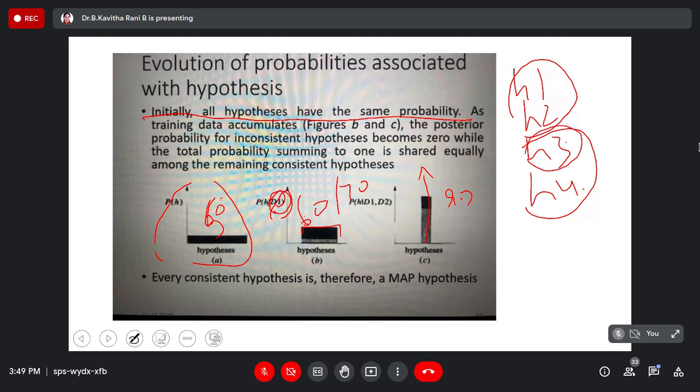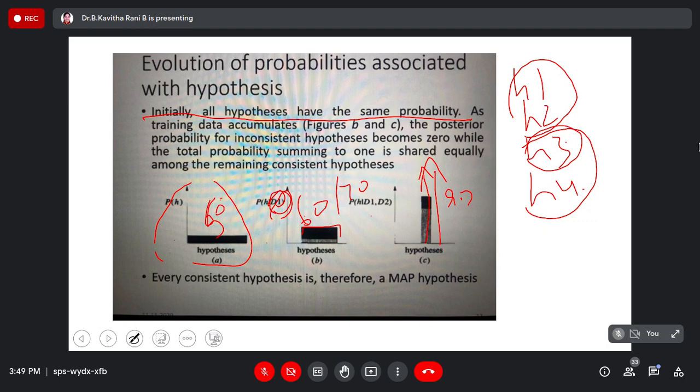So H3 is consistent with the training examples D1 and D2. What is happening? Its probability is increasing. So this is the evolution of probability which is associated with a hypothesis. So now we keep observing the training examples with much more data.